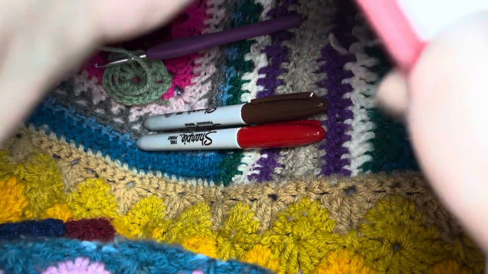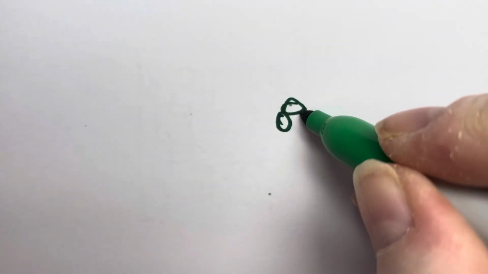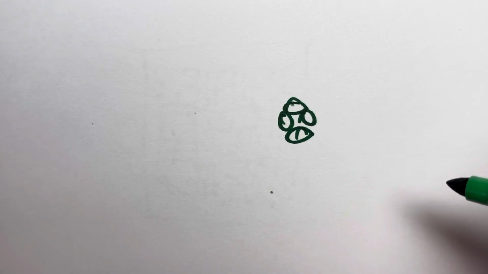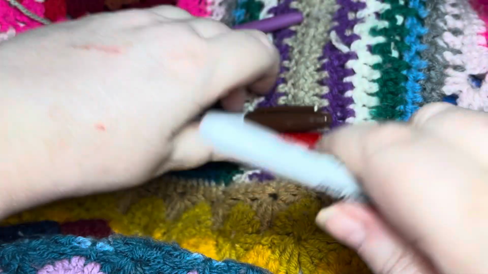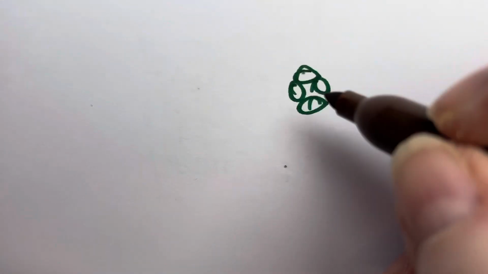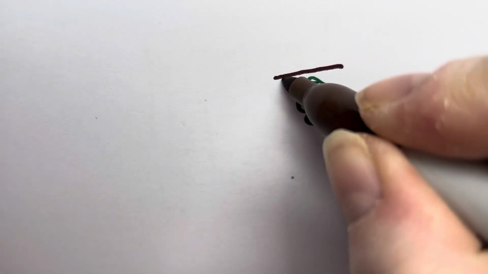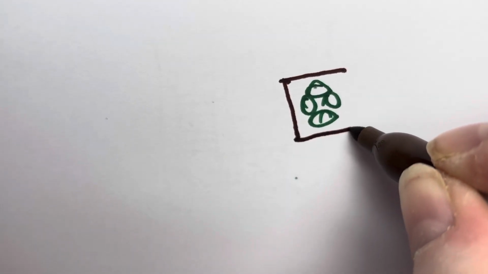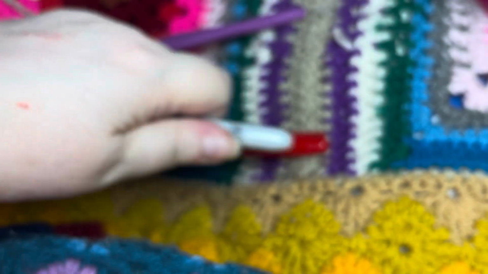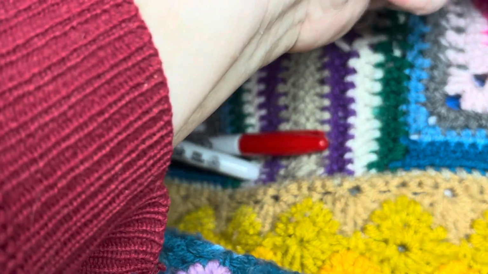We'll start off with a green. And we're going to do 1, 2, 3, 4. And I'm going to use the second color to help guide the rows or the rounds. You'll see what I mean when I finish this first round.